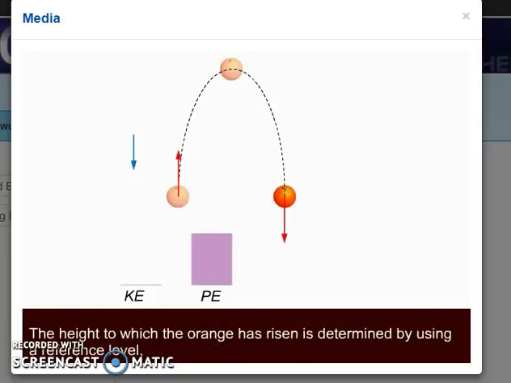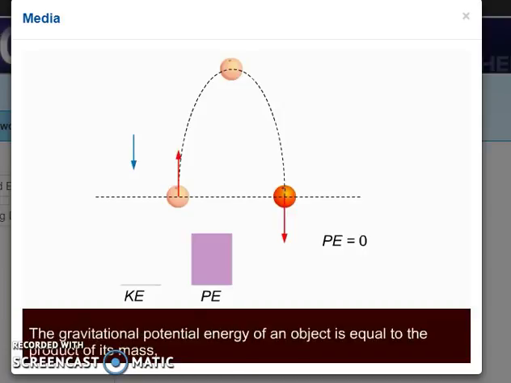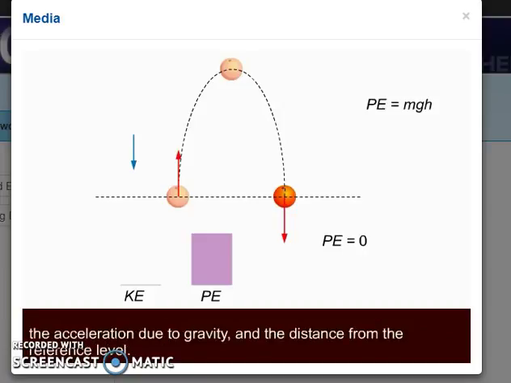The height to which the orange has risen is determined by using a reference level, the position where PE is defined to be 0. The gravitational potential energy of an object is equal to the product of its mass, the acceleration due to gravity, and the distance from the reference level.